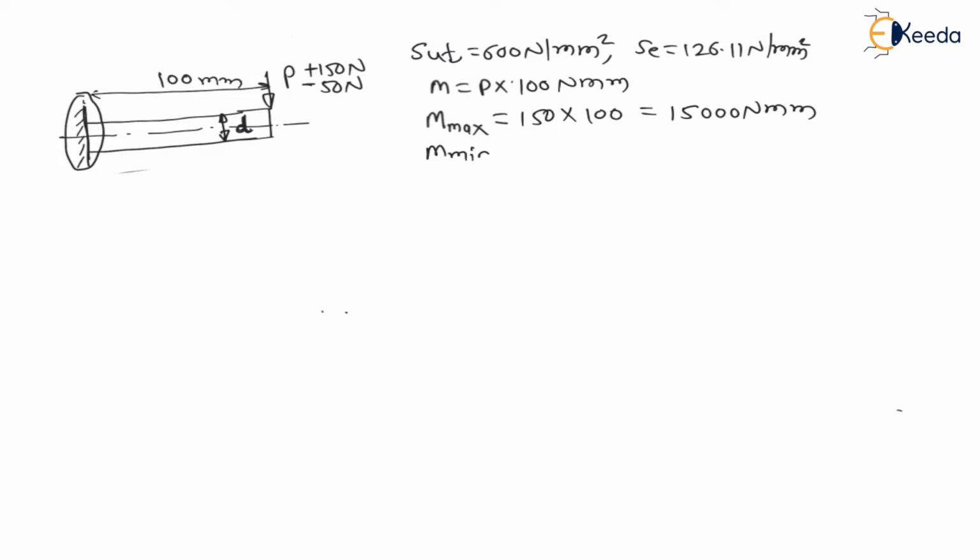And the minimum bending moment acting here is minimum force, which is minus 50, into distance 100, which is minus 5,000 Newton-mm. This is the minimum bending moment acting over here.